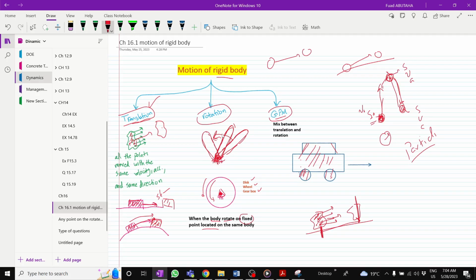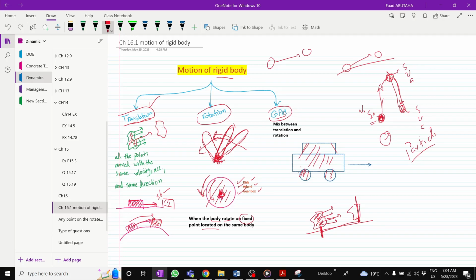So they are actually rotating on a fixed point, and this point is located on the same body. Another example of the rotation: if we have a disk, for example, and the disk is fixed with a pin point here, and the disk is moving in this direction, it is rotating on a fixed point. This is the fixed point, which is inside the body, or part of this body. We call it either disk, wheel, or gearbox.